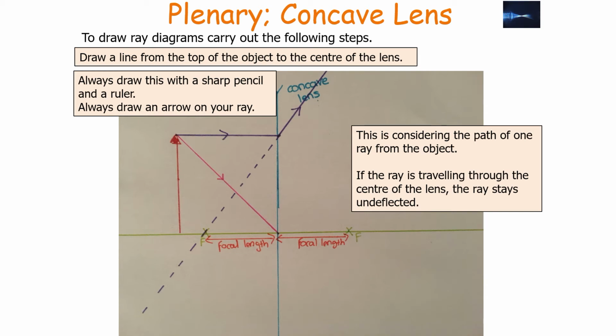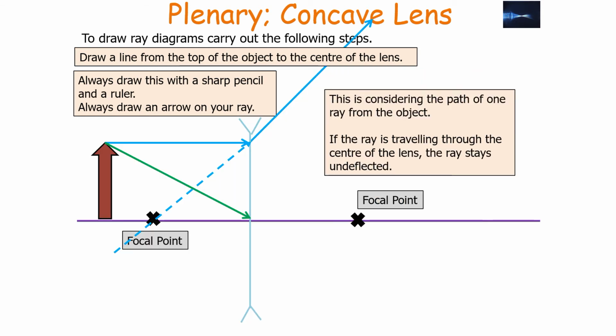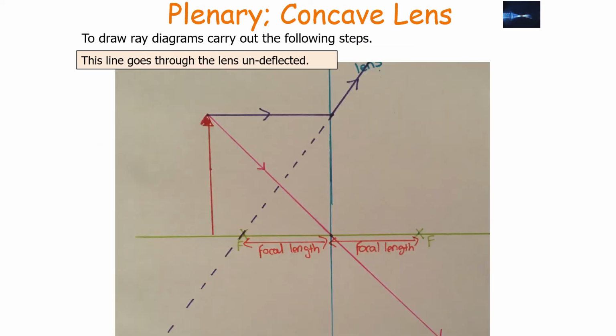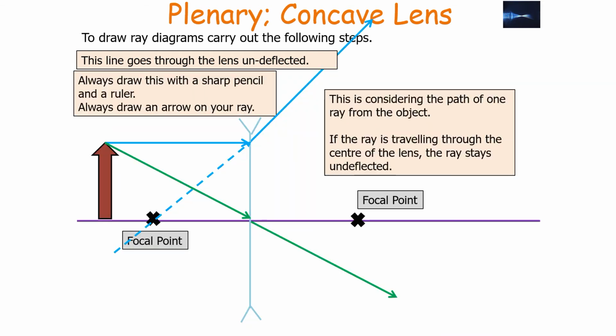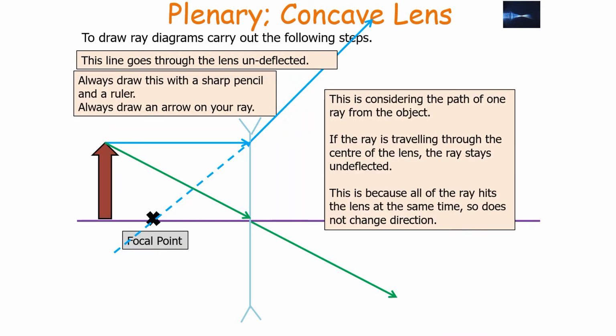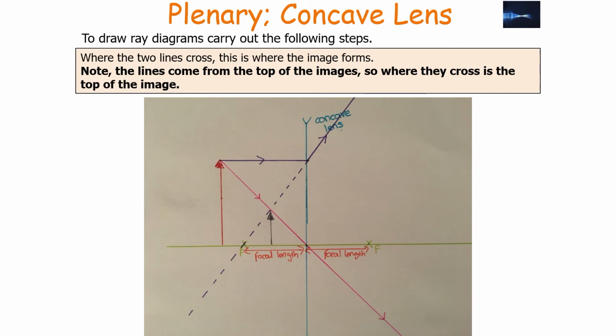So your second line is a line from the top of the object to the center of the lens. Now like the previous lens, in the convex example, if the ray is traveling through the center of the lens, the ray stays undeflected. So the line goes through the lens undeflected. If the ray is traveling through the center of the lens, the ray stays undeflected because all of the ray hits the lens at the same time, so it doesn't change direction. So as a result, you've now got your two rays in.